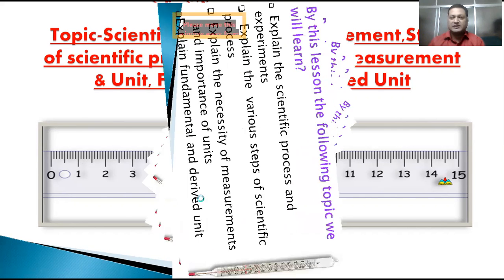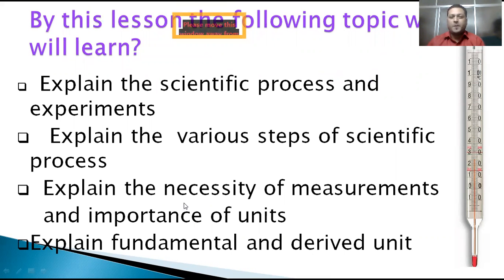So let's see, students, what we actually learn from this topic. We will explain the scientific process and experiment, explain the various stages of the scientific process, explain the necessity of measurements and importance of units, and finally explain the fundamental and derived unit. You must remember this, what we will learn at the end of the class.